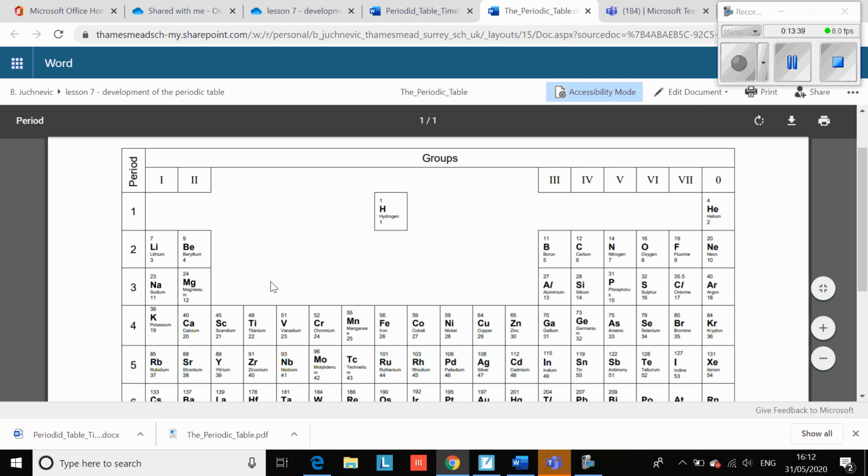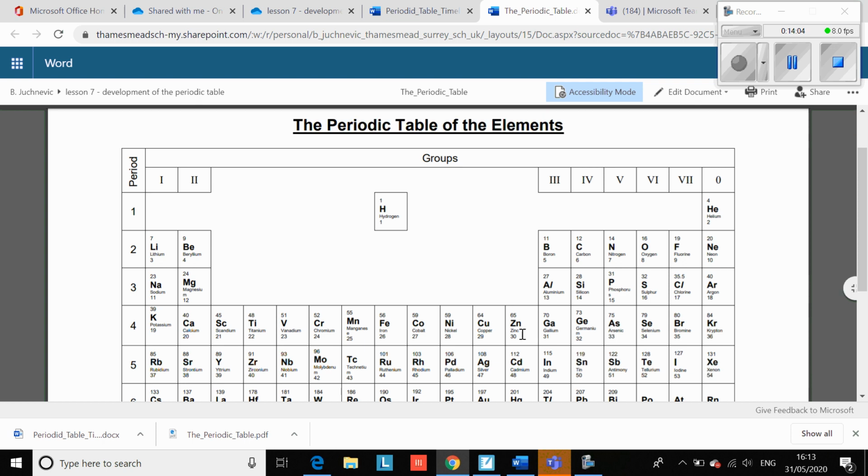And so we call this middle section here the transition elements or the transition metals. Okay, so from here, from the edge of group 2 to the edge of group 3, these are all called transition metals. And there are a few things in here you'll be familiar with: iron, nickel, copper, zinc, kind of metals that you've come across before in chemistry.